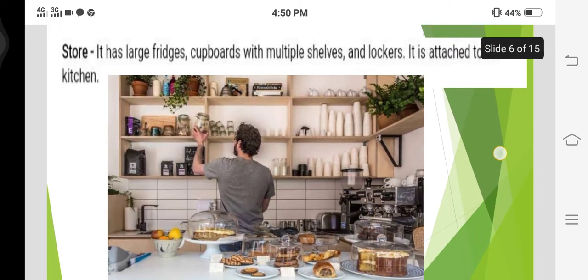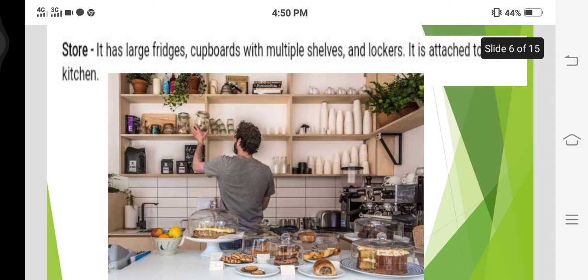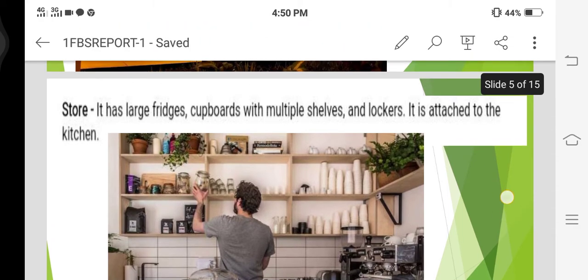Next is store. It has a large fridge, cupboards with multiple shelves and lockers. It is attached to the kitchen.